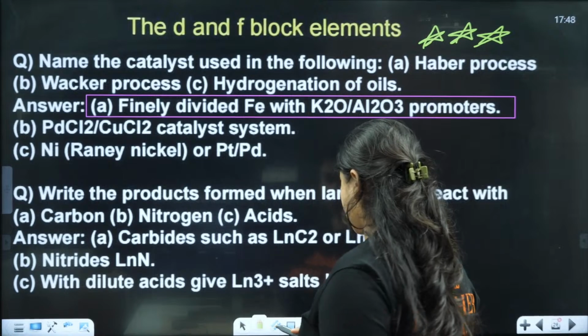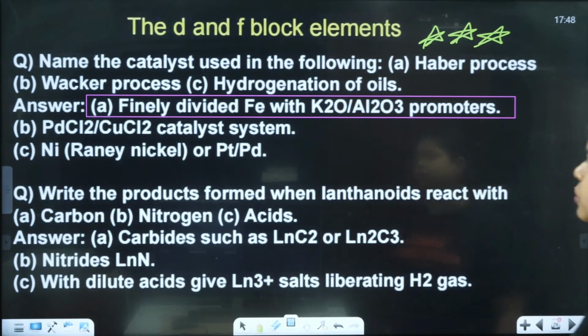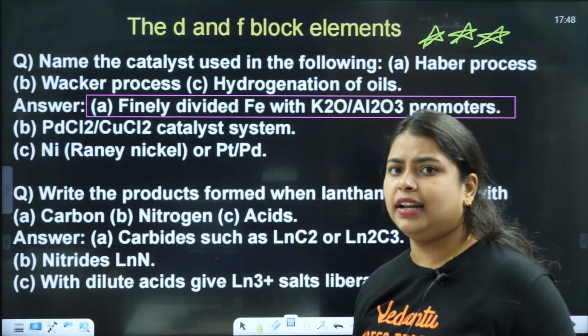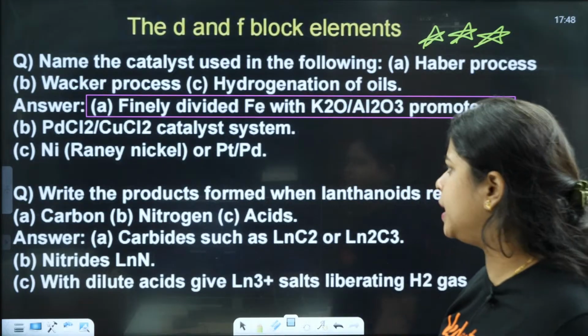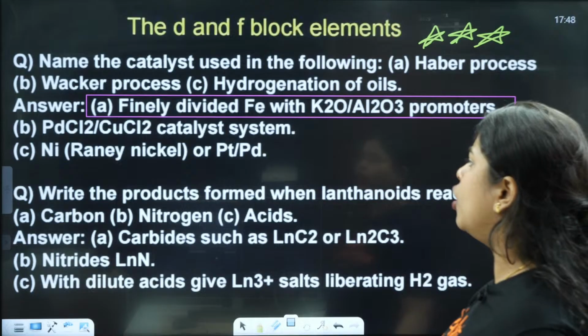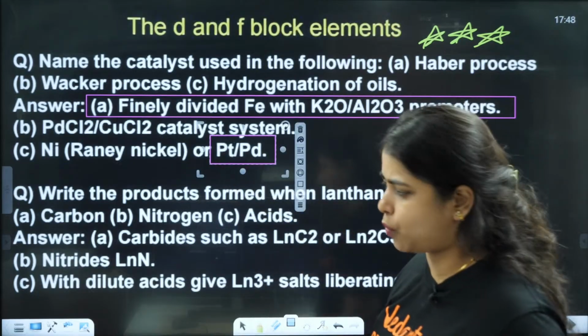Repeated question. Next, PdCl2 or CuCl2 catalyst system is for what? Vasker process. Named reactions are very, very important. Hydrogenation of oil: Ni, that is Raney nickel, or Pt or Pd, any one element can be taken.